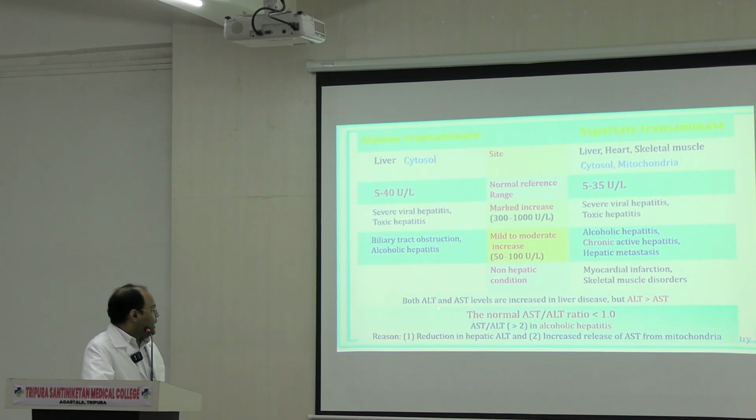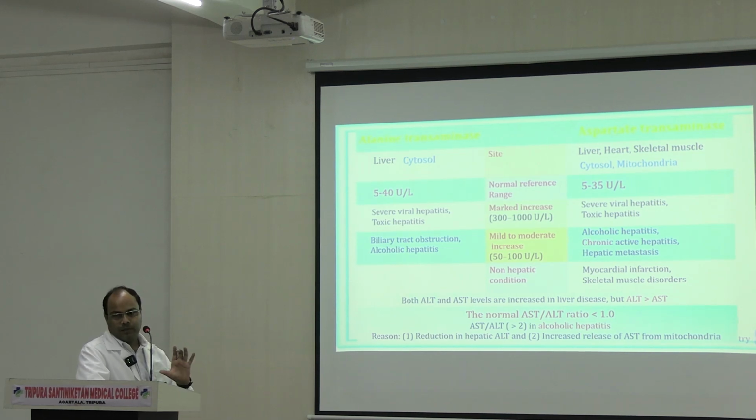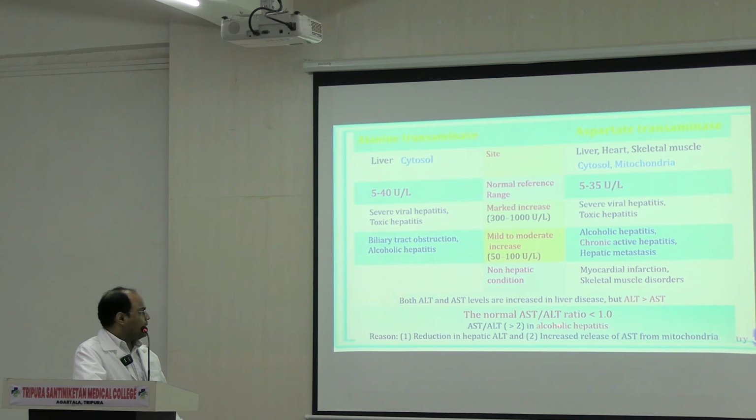Both ALT and AST levels are increased in liver disease, but ALT is more than AST, so you have to make a ratio. AST by ALT is normally less than 1.0. In an LFT report, you can see they are using the ALT by AST ratio. Normally it is less than 1.0 for AST by ALT. But when the AST by ALT ratio is more than 2, you can see it in alcoholic hepatitis.